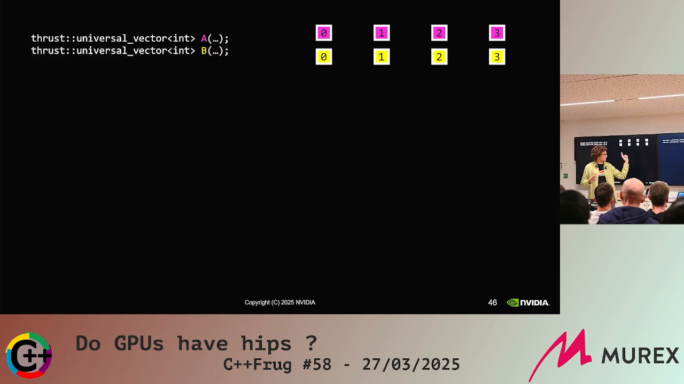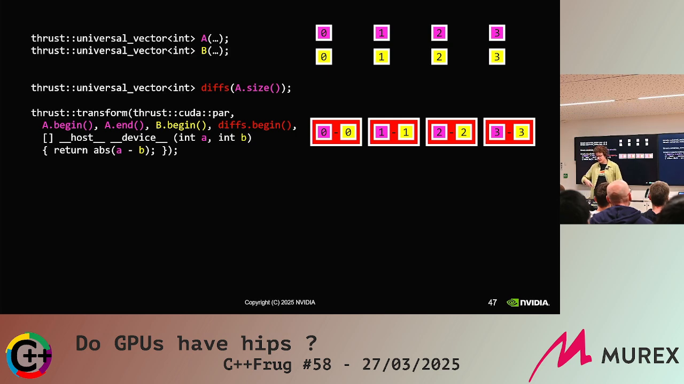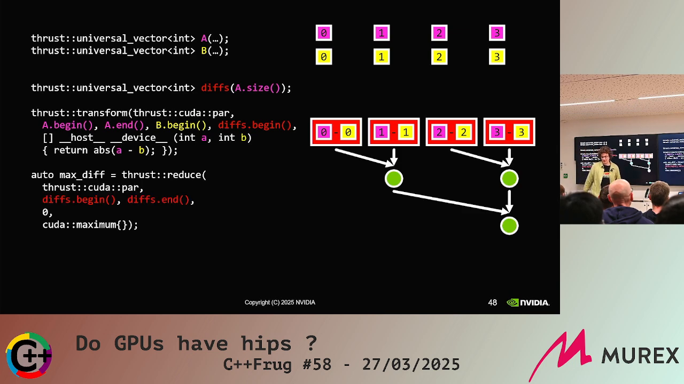So we're going to start off with two thrust universal vectors, a and b, and then we calculate the differences between each two elements of a and b, storing it in a temporary vector that we've created here. And then finally, we do a reduction of the differences with maximum as the reduction operator.